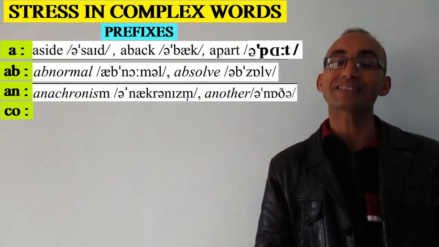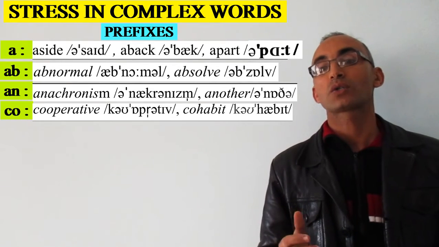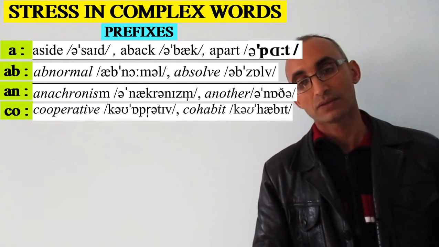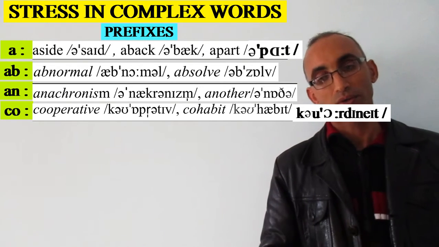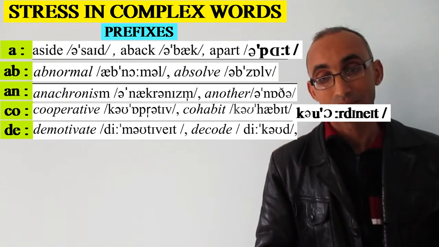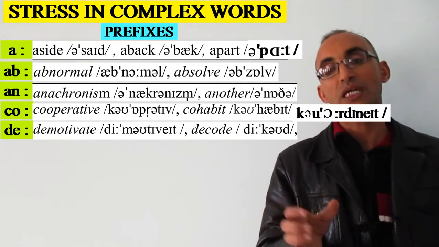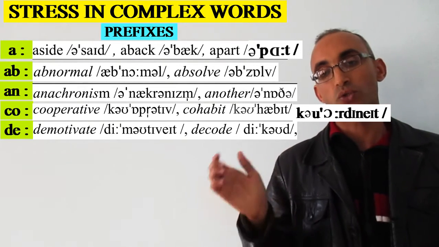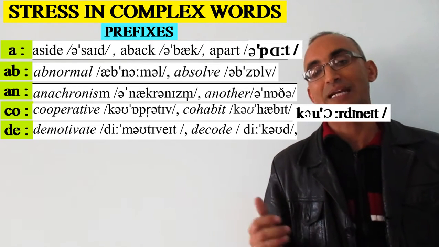Also we have co. Co is another neutral prefix. For example, in words like cooperative, stress is on o, not on co. Cohabit, on ha, not on co. Coordinate, on or, not on co. Also, we have the prefix de, like demotivate. So de here also is neutral, and the stressed syllable is shown here, as usual in the original word, on one of its stem syllables.